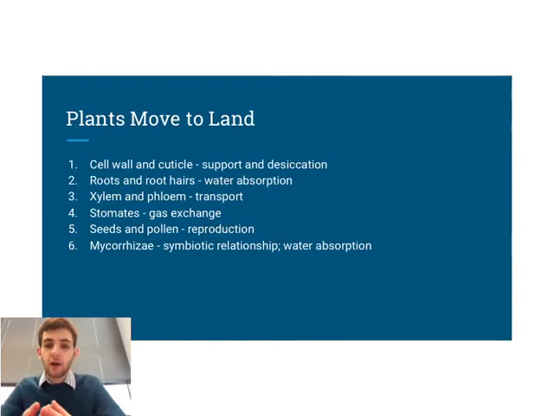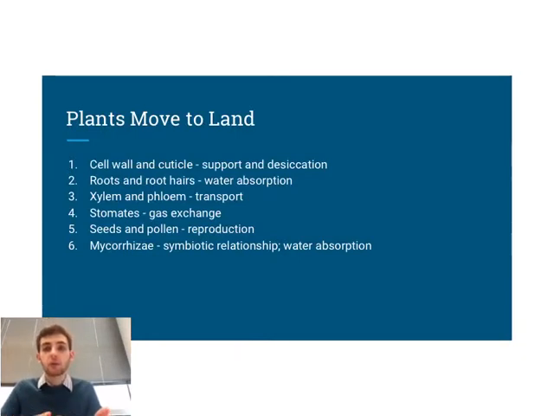So to start off, the movement from aquatic plants to terrestrial environments required a couple of different adaptations, and this is just a list of some of those adaptations that allow those land plants to be successful. Land plants developed a cell wall and a cuticle. Both of these provide the plant with extra support, and then the cuticle will actually protect the plant from extra desiccation, which is transpiration or water loss.